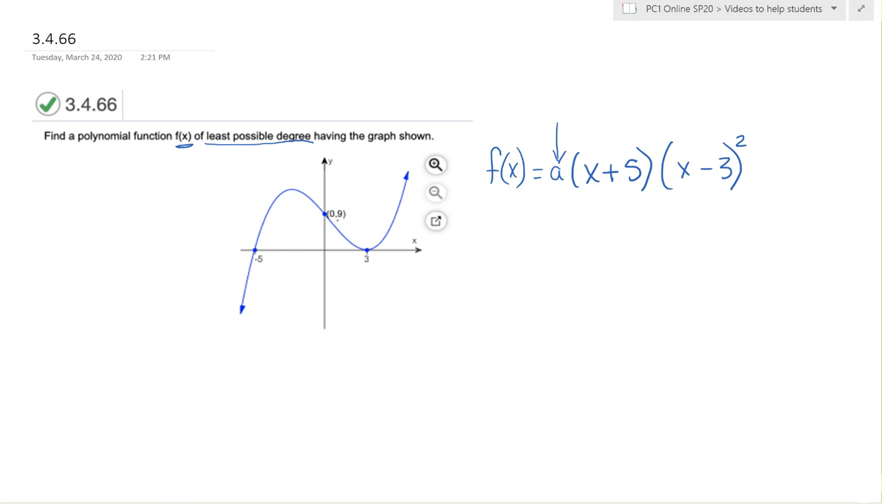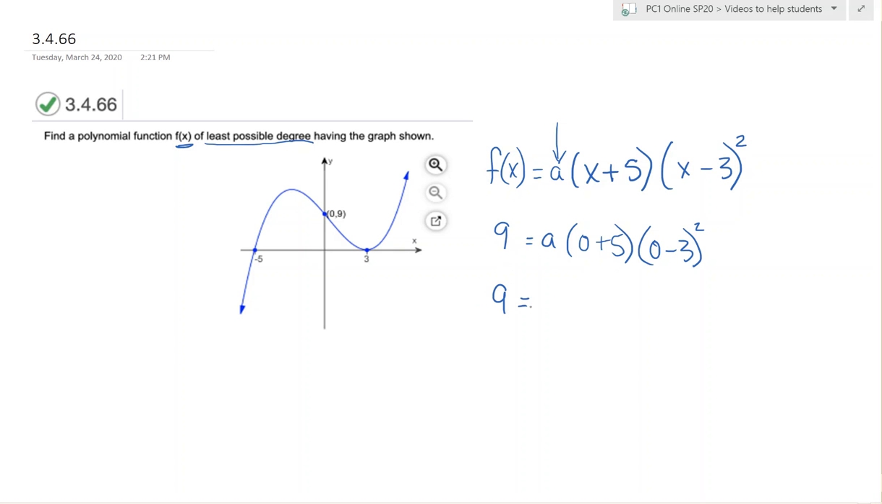So this is the only clue that we have to find that, but it's quite easy to use. We put a 0 in for all of the x's and a 9 in for the y, or f of x. So I had this f of x, I'm going to replace it with the 9 that's identified in this point, equals, I don't know what a is, and x is 0 at that point, so it'd be 0 plus 5, and a 0 minus 3 squared.